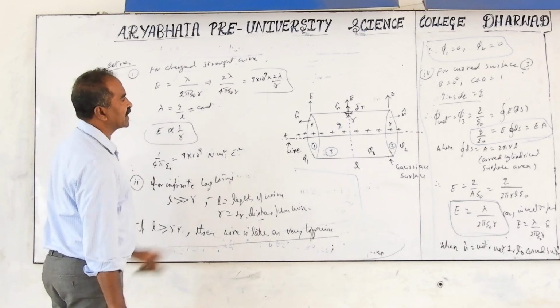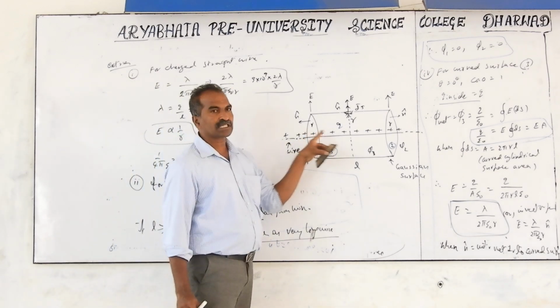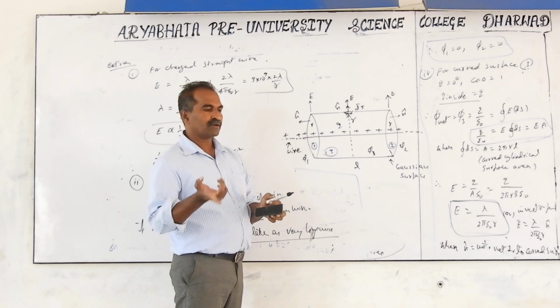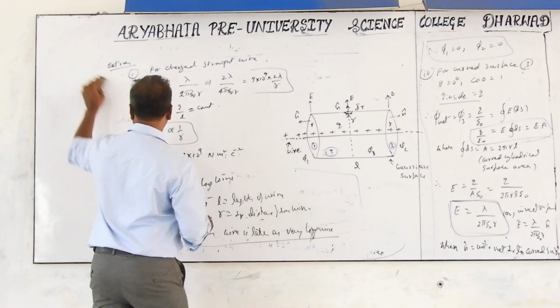Next, what is the nature of the electric field for the uniform charge distribution on a wire? For a positive charge on the wire, the electric field is radially outwards, perpendicular to the wire. And for a negative charge on the wire, the electric field is radially inwards.